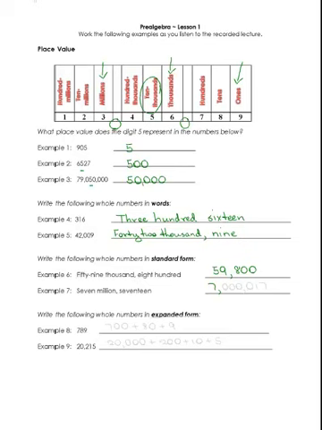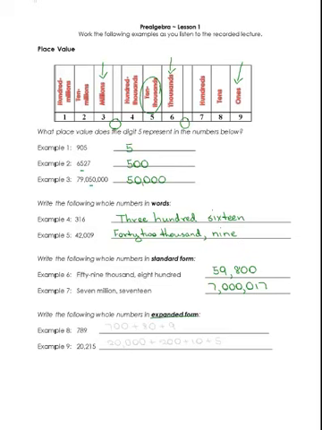7,017,000. Now, I only need digits in the tens and ones place for the number 17. So everything in between, I'm going to need to fill in with zeros. So all of my thousands place values would be zeros, my hundreds would be zeros, and I would only need a 1 and a 7 in the tens and ones place. And that would be the number 7,017,000.